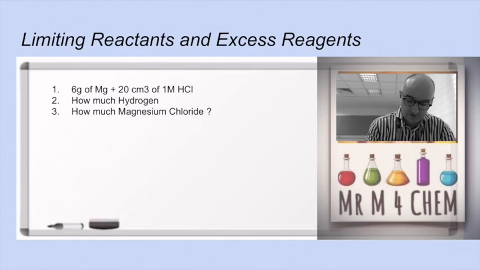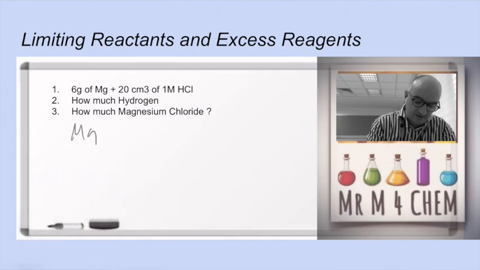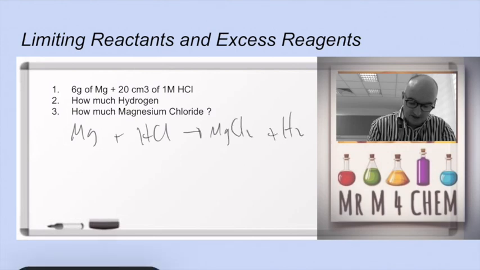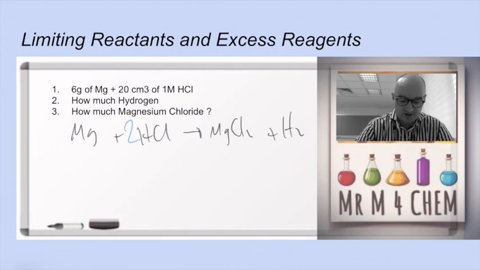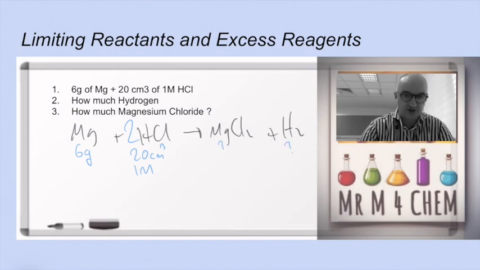So the first step was to create the balanced chemical equation. Mg plus HCl is going to make MgCl2 plus hydrogen gas. Easy balance, 2HCl. Write down the details, the numbers underneath the things that you're given: 6 g of magnesium, 20 cm cubed of a 1 mole per decimeter cubed solution of HCl. How much hydrogen and how much magnesium chloride are produced is the question.